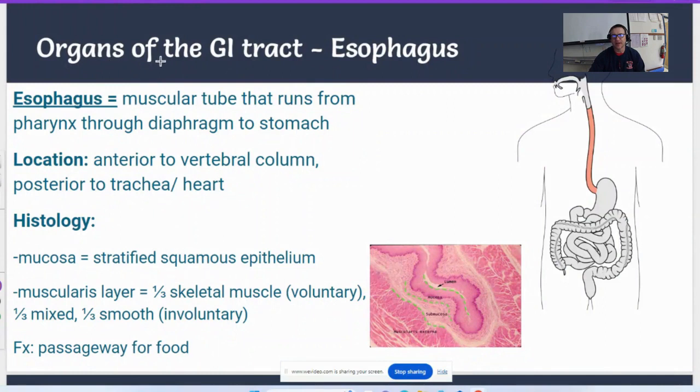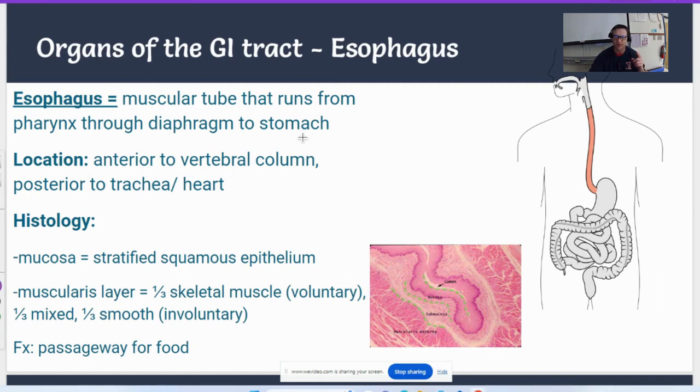We're going to go over the organs of the GI tract, gastrointestinal tract. Gastro is for stomach, intestinal, of course, for intestines, also called the alimentary canal. And the first one we're going to go over is the esophagus. All right, so that's the food tube. Muscular tube runs from the pharynx through the diaphragm. That's for breathing, separates the thoracic and the abdominal pelvic cavities through the diaphragm, and then, of course, to the stomach. That's where we need our food to go.